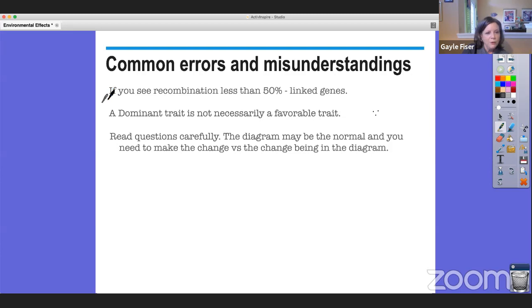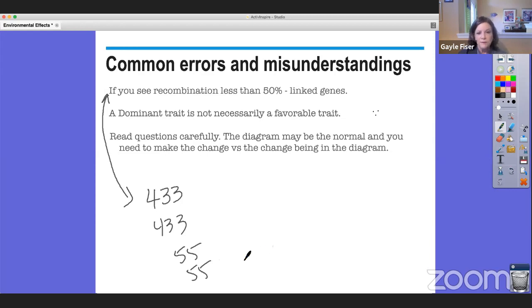But I want to give you one thing here. When you see these, now let's just say this, for example, 433, 433, 55, 55. I don't want you to think about it. You already should have linked genes in your mind, okay?